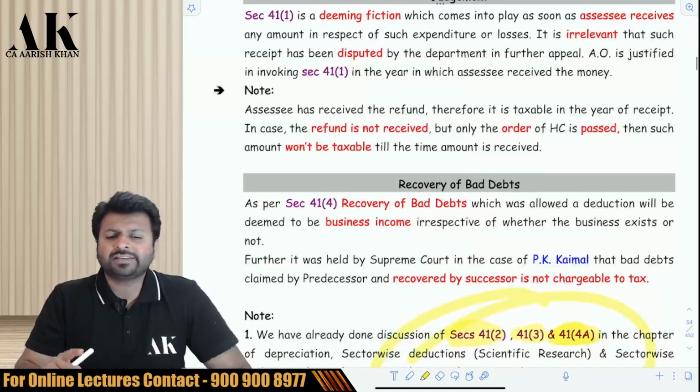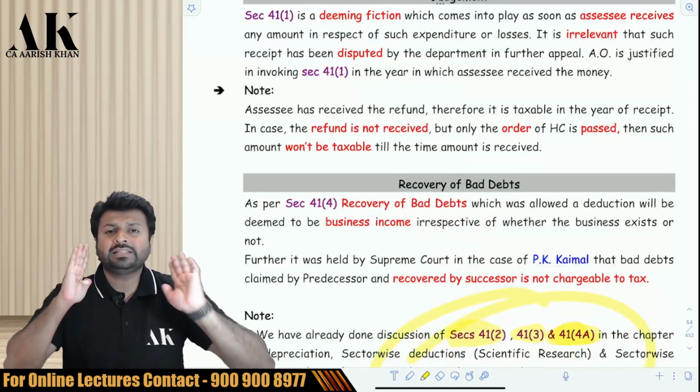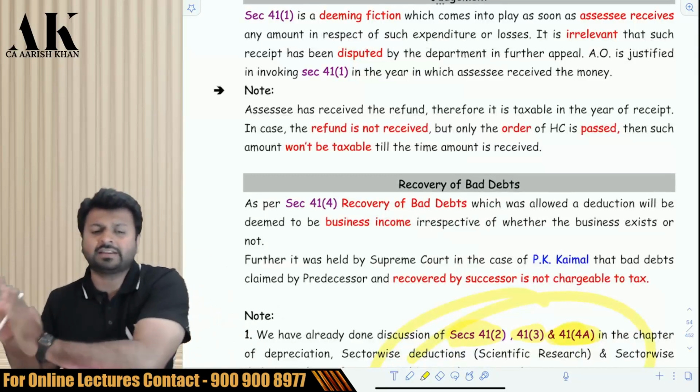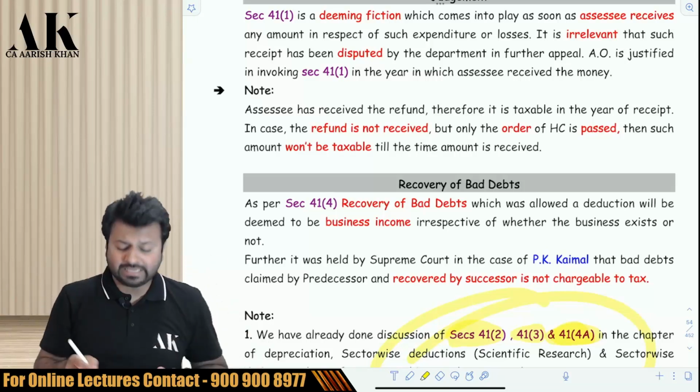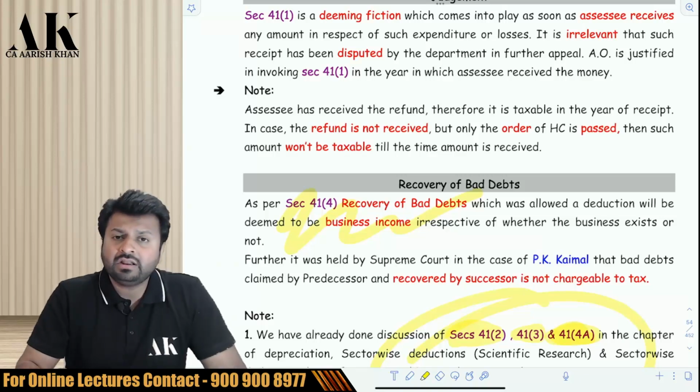Let us talk about the one last section over here, 41(4), which is very straightforward. That if you have claimed a deduction of bad debts earlier under section 36(1)(vii) and later on that bad debt is recovered by the assessee, then it will be deemed income under section 41 subsection 4, irrespective of whether the business exists or not.